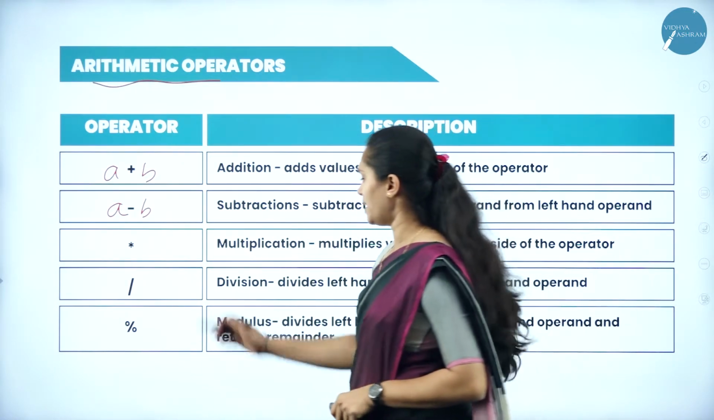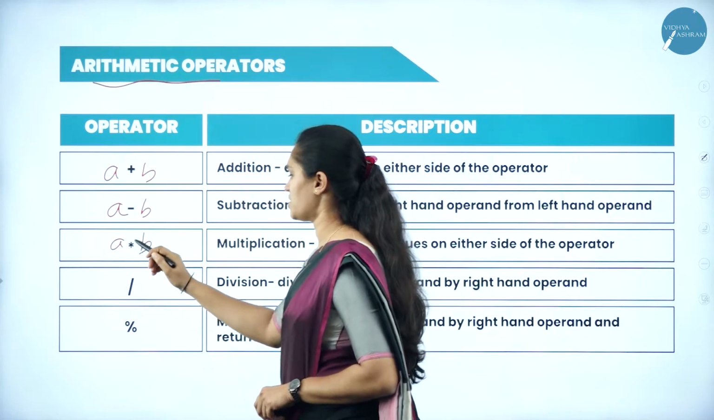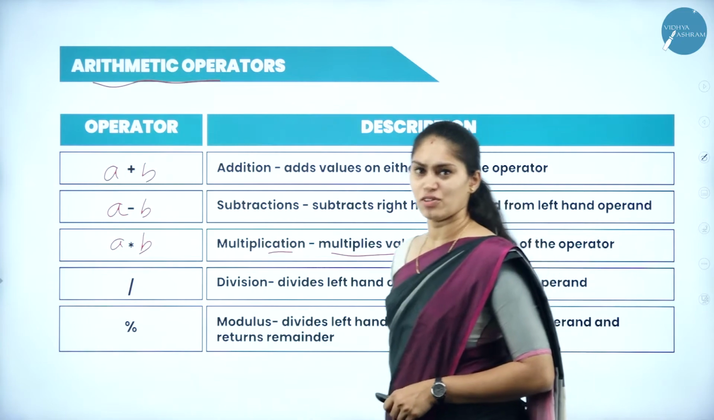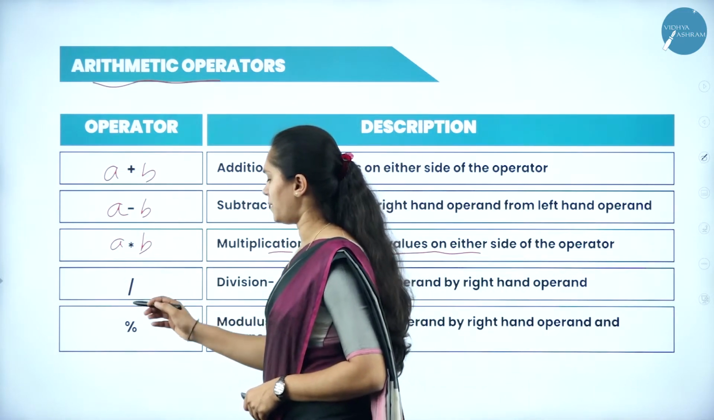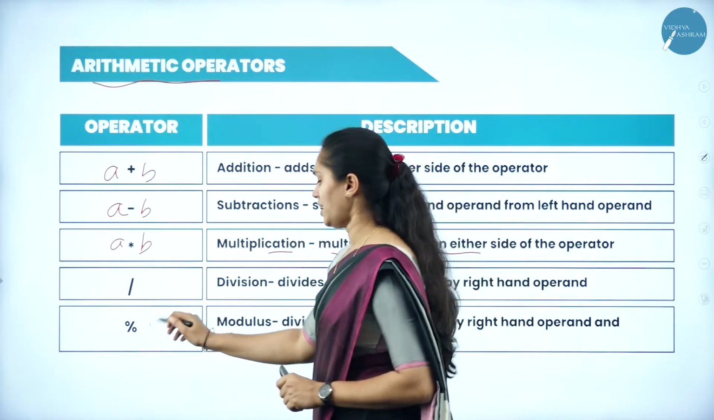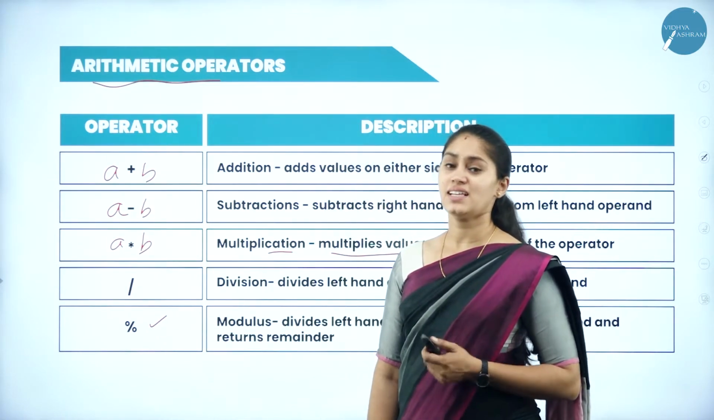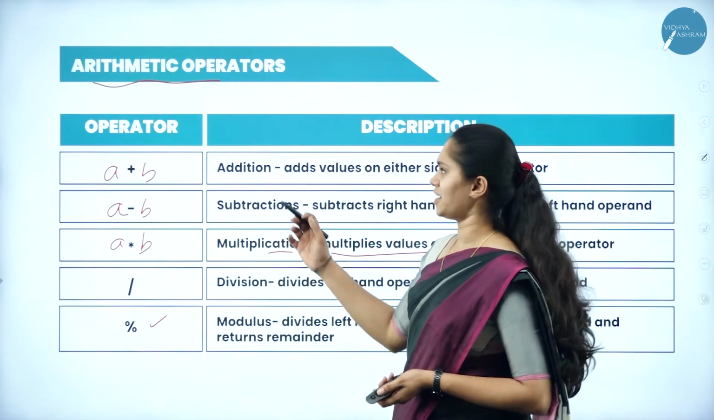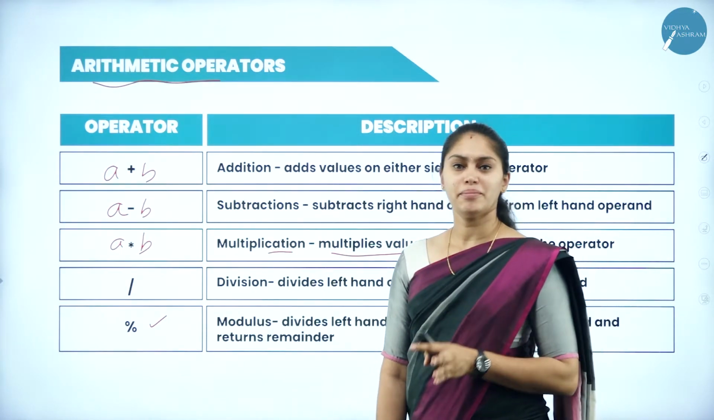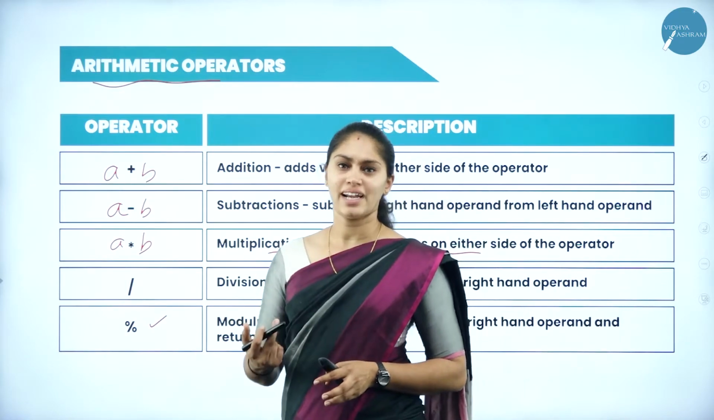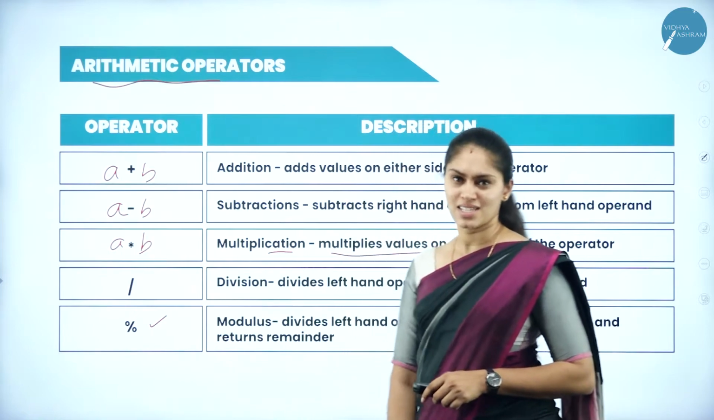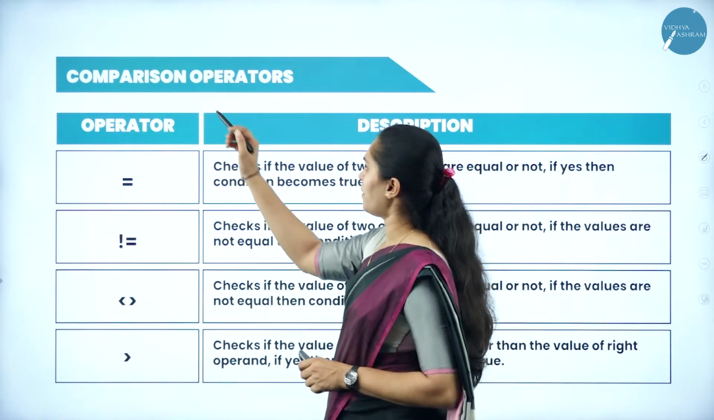We also have multiplication. A multiplied by b will multiply the values on either side of the operator. Division gives you the quotient value, and modulus specifies the remainder value. These are arithmetic operators, used to perform arithmetic operations that include addition, subtraction, multiplication, division, as well as modulus.